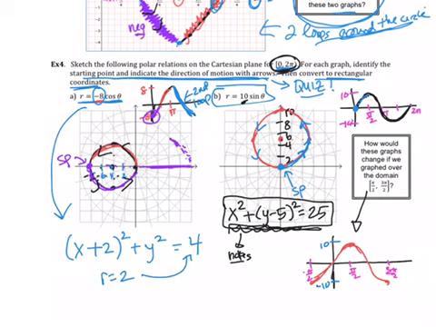Now this little side note you should make note of, it says how would these graphs change if we graphed over the domain?